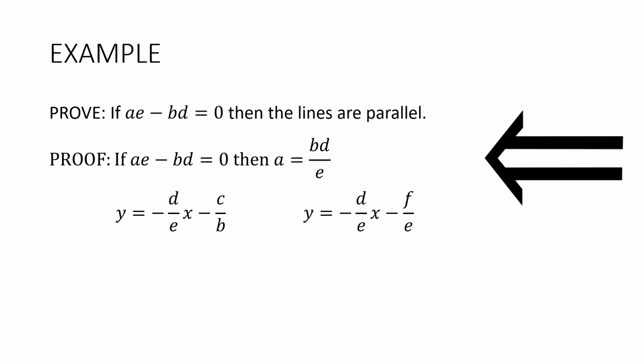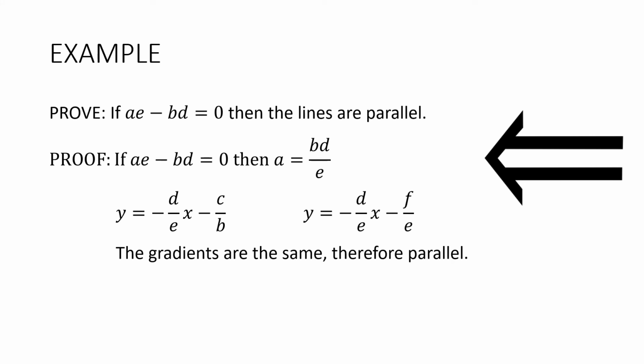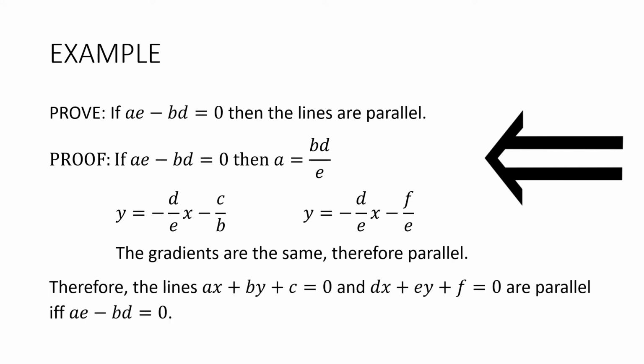But remember, the other line also had a gradient of negative d on e. And so, since the gradients are the same, they are parallel. Therefore, the lines ax plus by plus c equals 0 and dx plus ey plus f equals 0 are parallel if and only if ae take away bd is equal to 0.